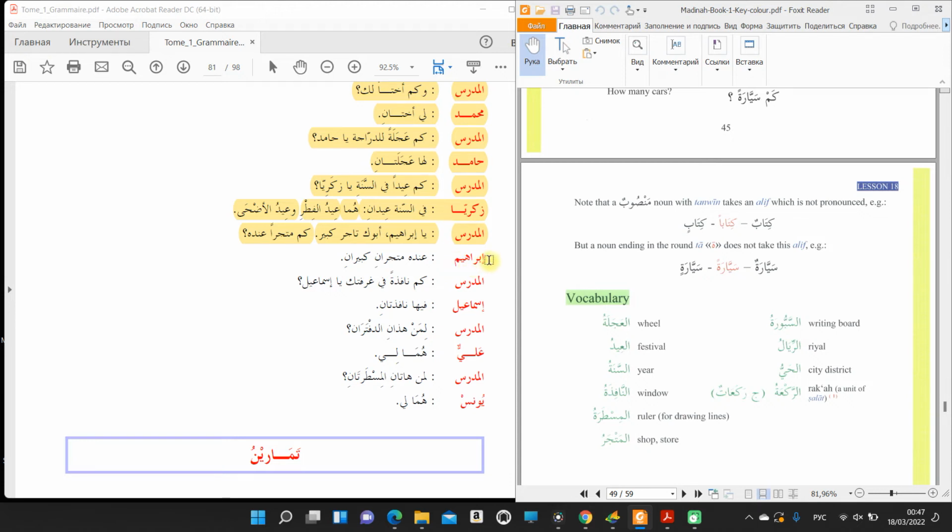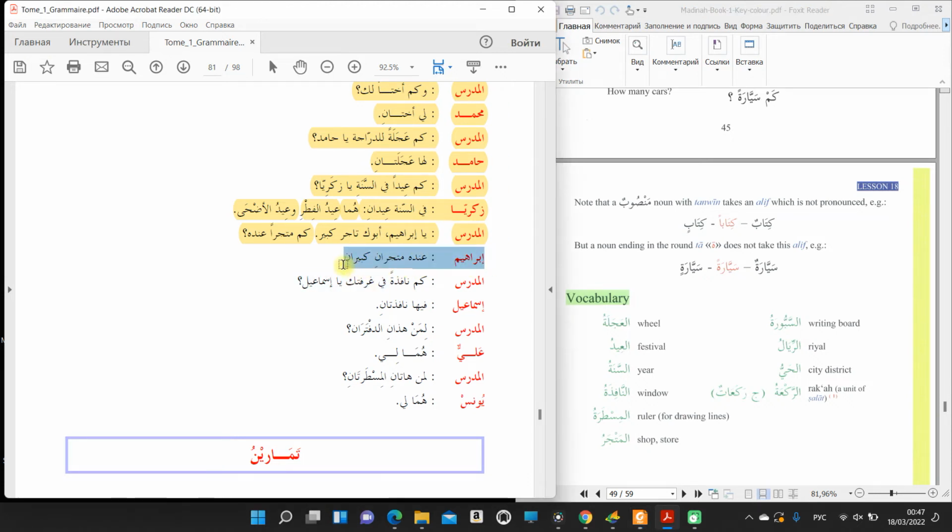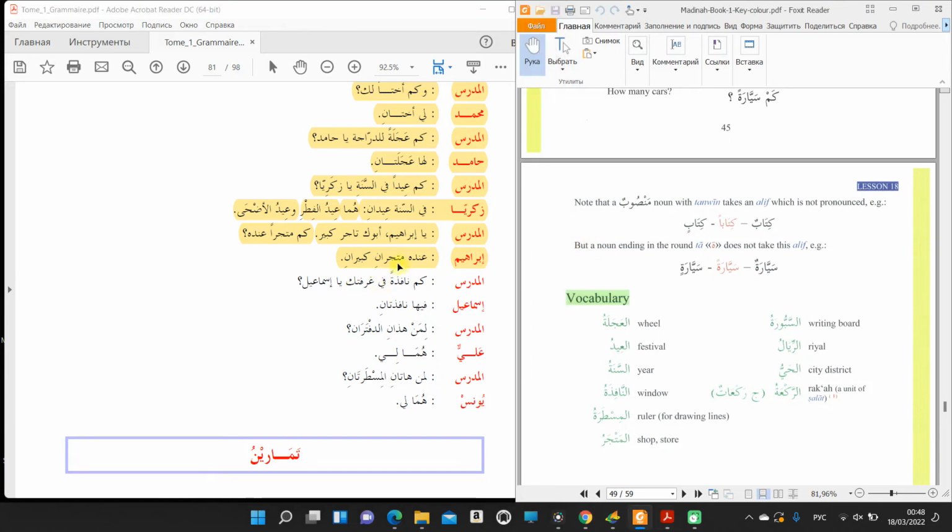And Ibrahim says, عنده متجران كبيران. He has two big shops. As you can see, or as you know, the adjective just follows the noun. The adjective that describes a noun just follows it in number. If it's dual, therefore it's also dual. So عنده, he has two shops, two big shops.